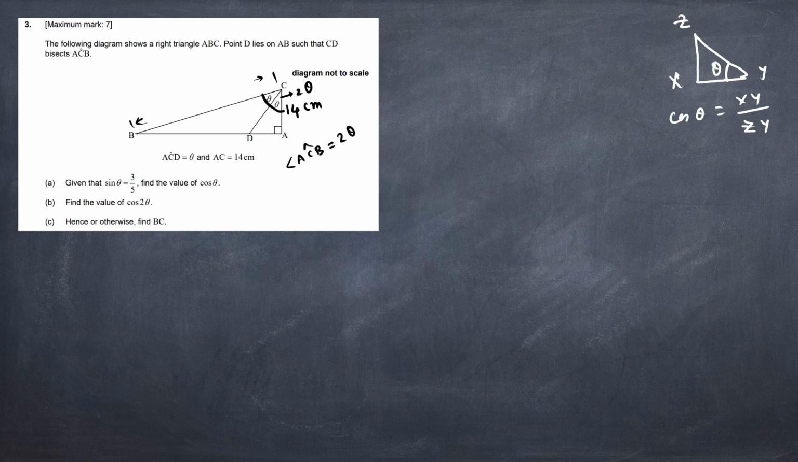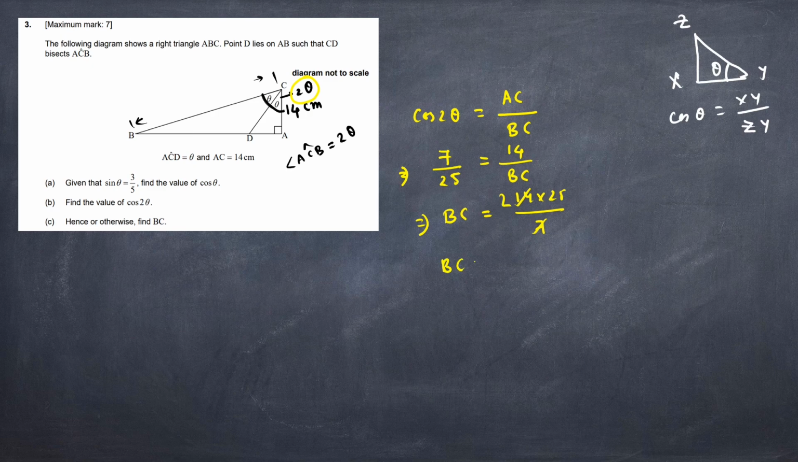So for this particular problem, let us do it. We will find cos 2 theta because this particular angle is now 2 theta. So cos 2 theta is equal to, here the base is AC and the hypotenuse is BC. In the previous slide, you can see the value of cos 2 theta is 7 by 25. So 7 by 25 is equal to AC, the value of AC is 14 centimeter, divided by BC. So from here we can write BC is equal to 14 into 25 divided by 7. So BC is equal to 50. So we can write here BC is equal to 50 centimeters.